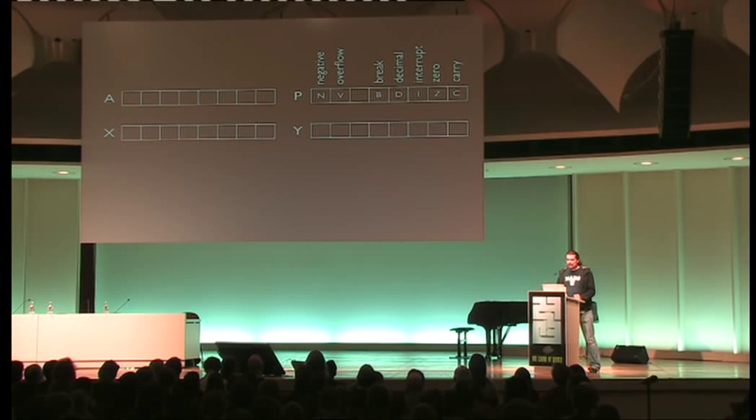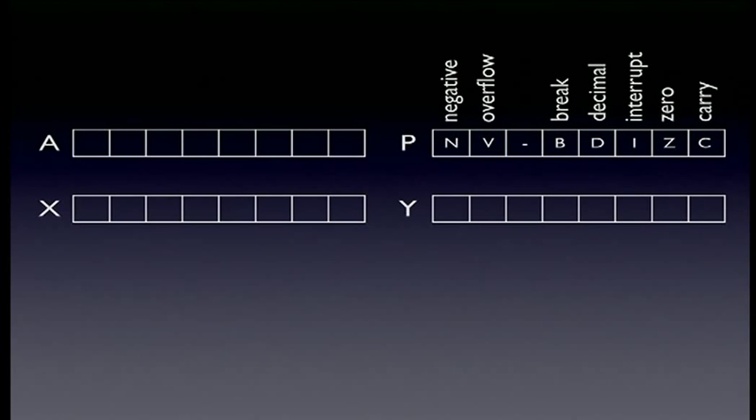You have the processor status register. It's 8 bits. You have 4 bits in there, which are about arithmetic and logic, 1 bit which signals decimal mode. I'll talk about decimal mode later. It's quite boring. And there are 2 more bits about exception and interrupt handling.